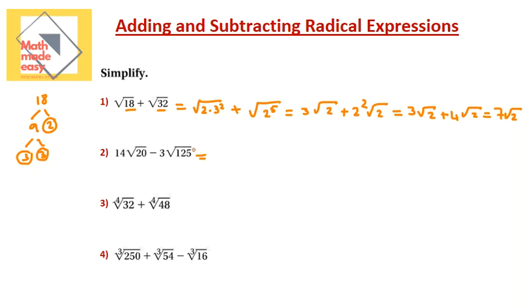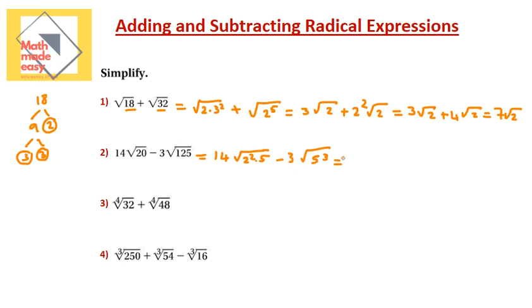Now let's look at our next question here. I have 14. Now the difference between this question and the one before is that we have a number outside. So let's see what we're going to do with this number. I have 14 square root of 20. Well, 20 is 4 times 5, which is 2 squared multiplied by 5. Don't need much factoring here. 125 is 5 cubed.